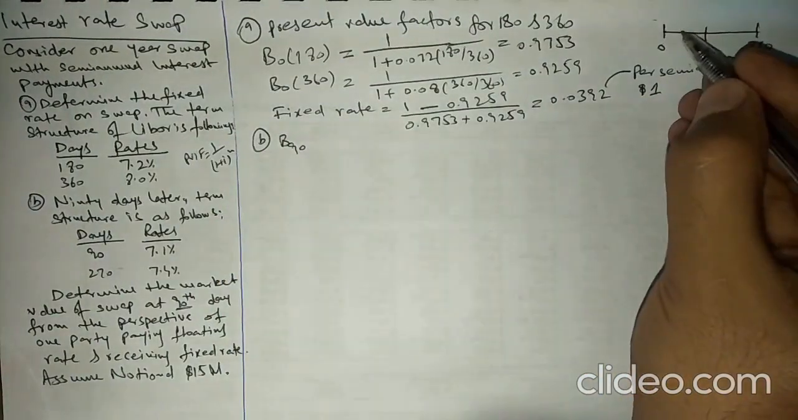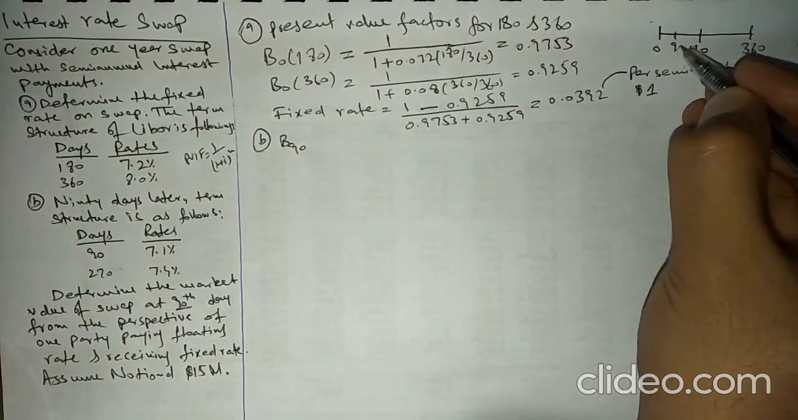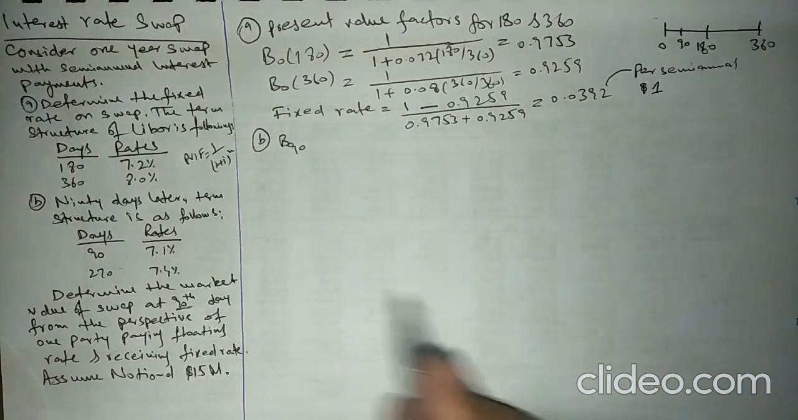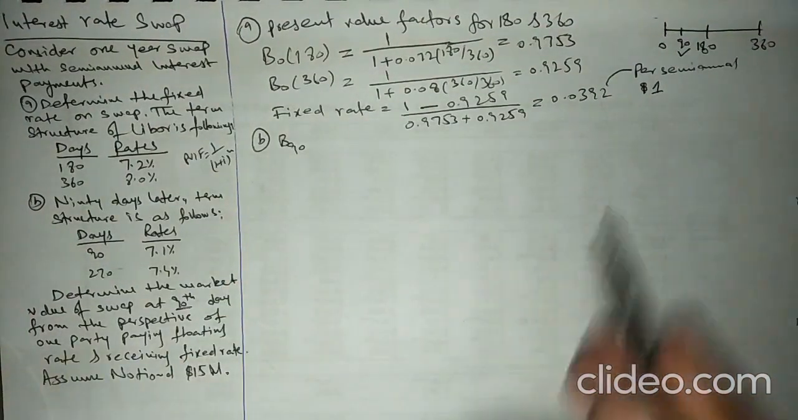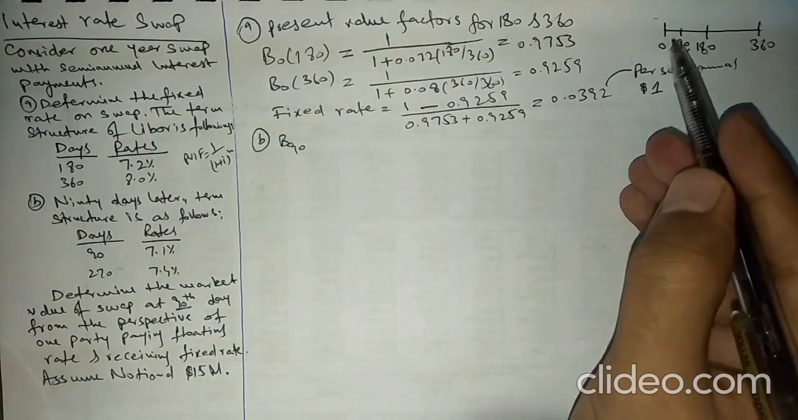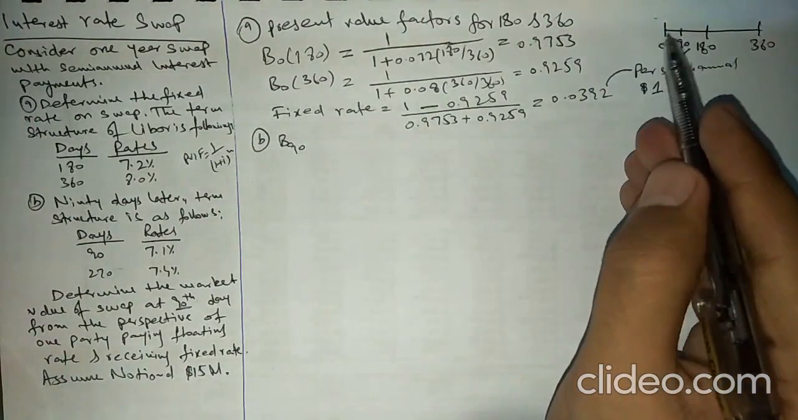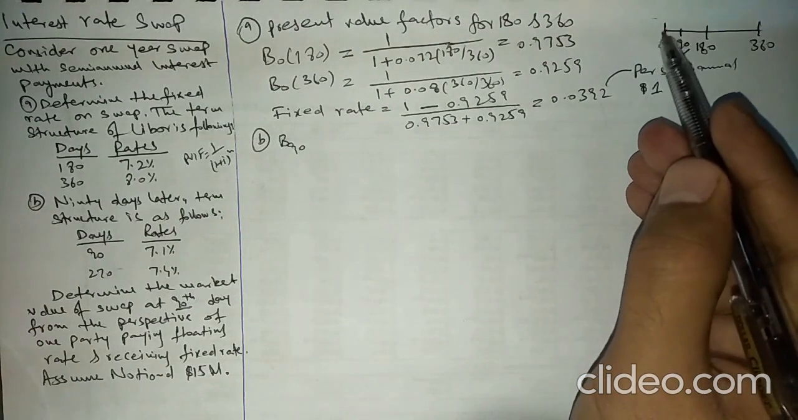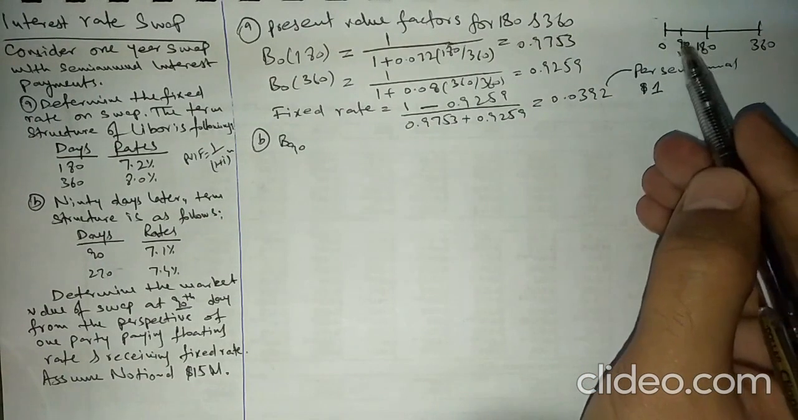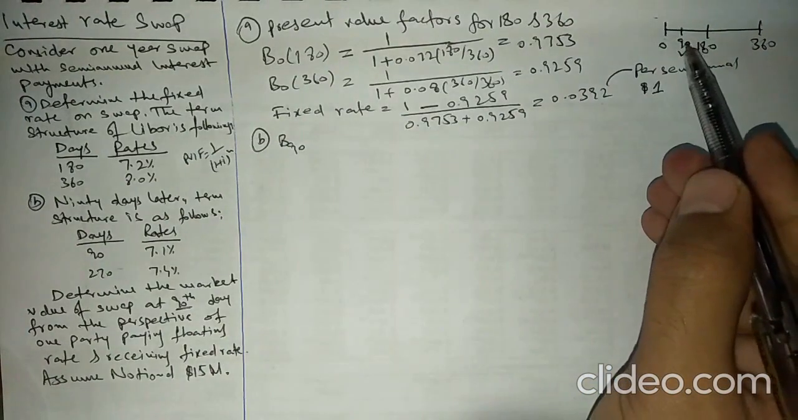Now we will assume that 90 days has passed. So for B requirement we will assume that now we are here at the 90th day rather than at the 0 point of time. In A requirement we will assume that when we start any swap agreement we start from day one. But B requirement is related to the 90th day.